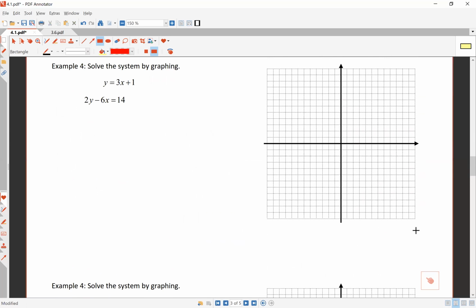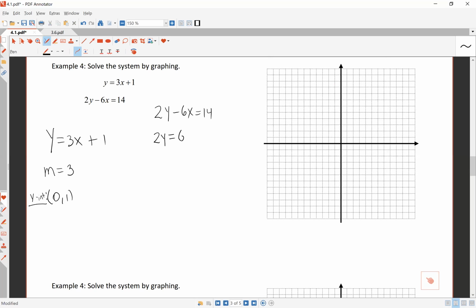Example 4. Solve the system by graphing. The first equation is ready to go. We see that it has a slope of 3 and a y-intercept of 0, 1. My second line, 2y minus 6x equals 14. I add 6x to both sides and divide everything by 2. This line has a slope of 3 and a y-intercept of 0, 7.